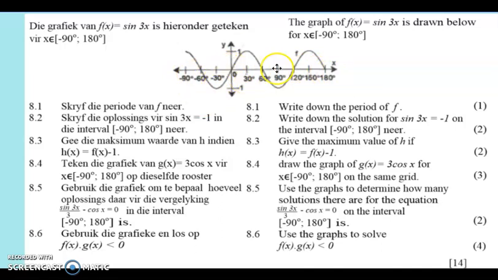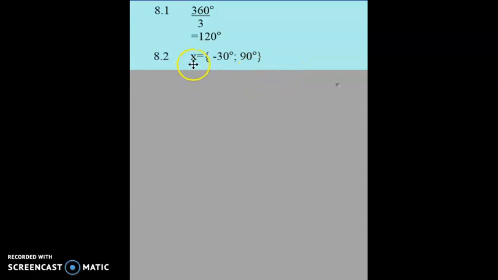How many times will x be negative 1? For which values of x will that function be negative 1? So now I write my answer as follows. Graph will be negative 1 where x is equal to negative 30 degrees and positive 90 degrees.